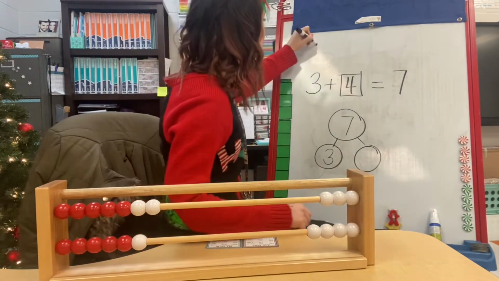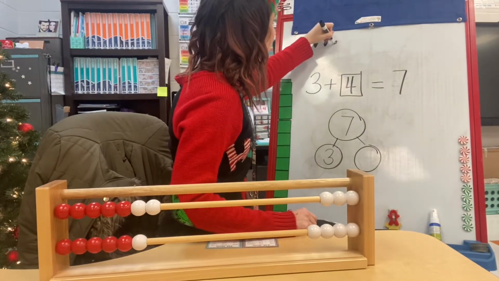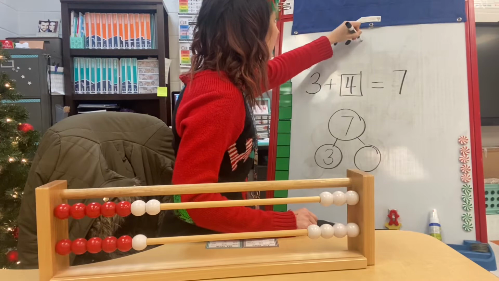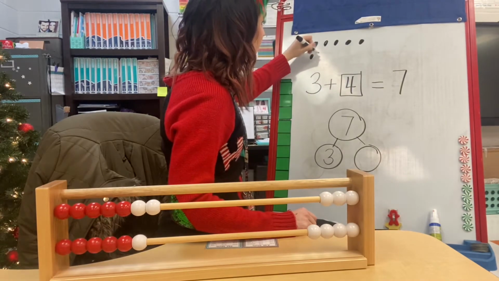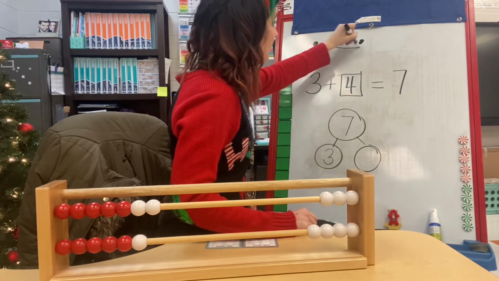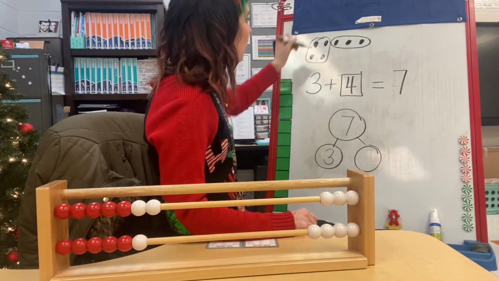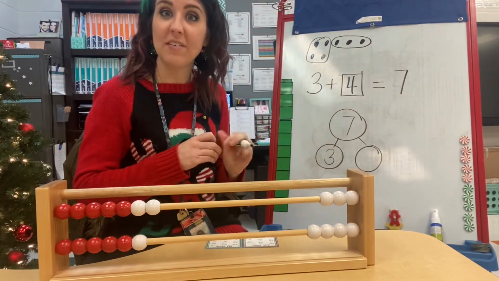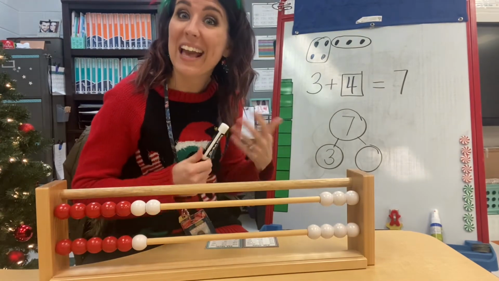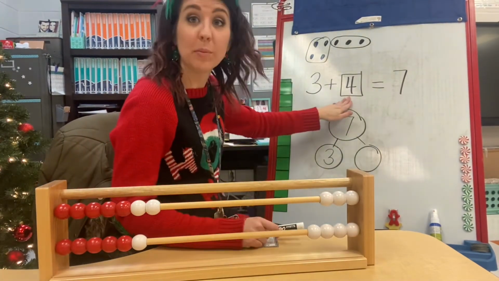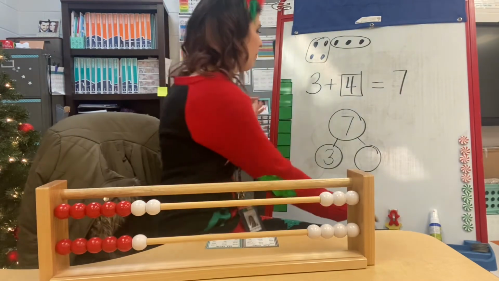And again, you can check it because if I have 7 dots and one of the parts is 3, look what the other part had to be. 4. The other part would be 4 to make 7. This is called a missing addend because we were missing the number we were adding, or a missing part.